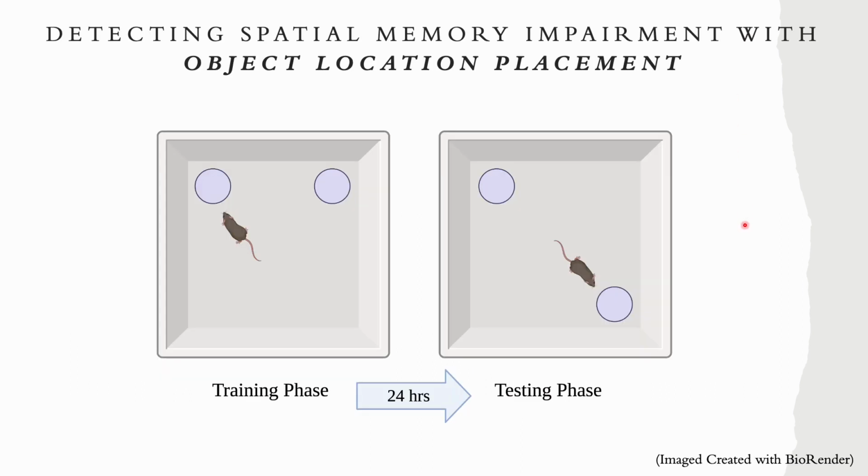Another behavioral paradigm utilized to measure spatial memory impairment is the object location placement test. In this task, mice or rats are given the opportunity to explore two identical objects in an arena during this training phase. But during testing, about 24 hours later, the positions of the objects are changed. As you can see, this object moved to the opposite corner. So it's different from its original arrangement. And this change challenges the rats or mice to recall the initial object locations.